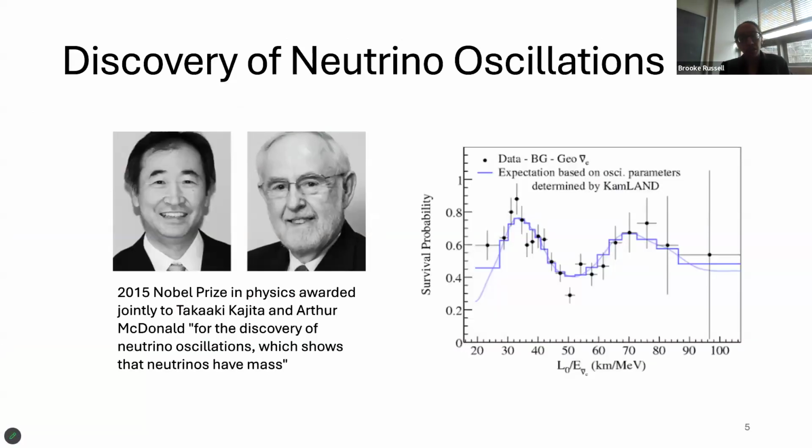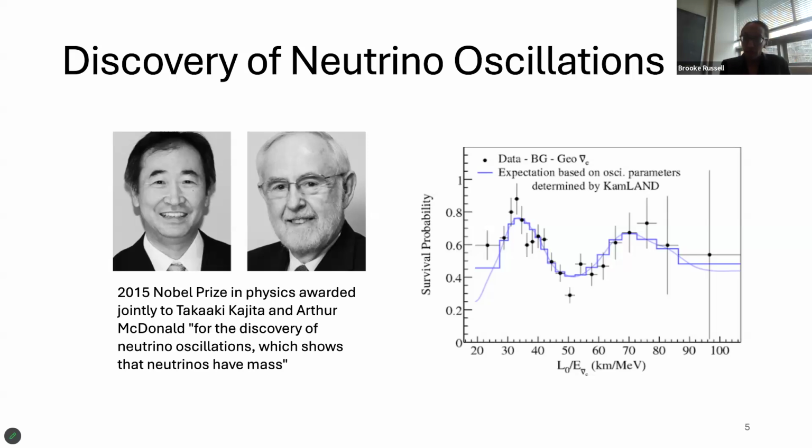So first, the discovery of neutrino oscillation. Art McDonald and Takaaki Kajita were awarded the 2015 Nobel Prize in physics for the discovery of neutrino oscillations, which shows, again, that neutrinos have mass. When we do this type of neutrino oscillation measurement, we look for the disappearance of a predominantly muon, for example, neutrino beam over a baseline, or we look for the appearance of one flavor to another.